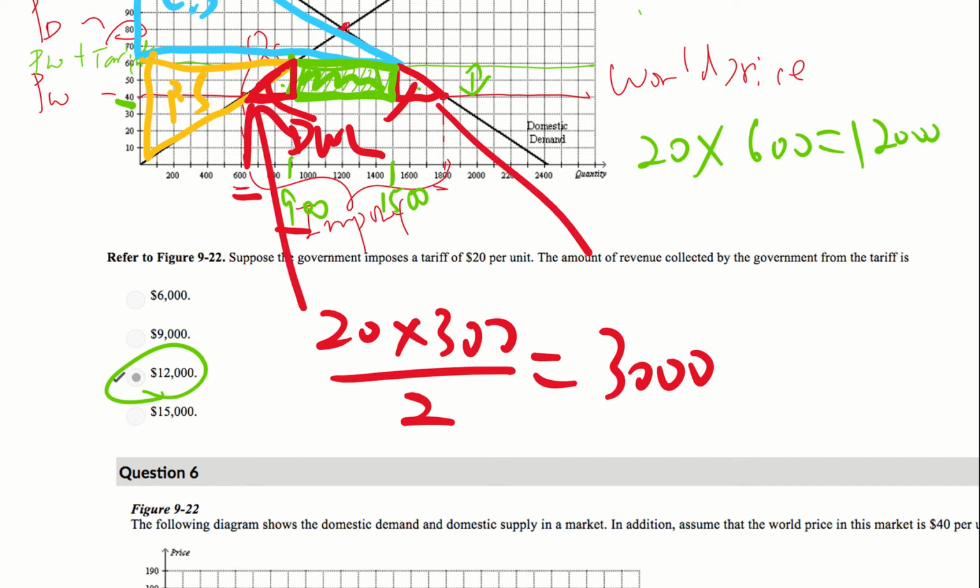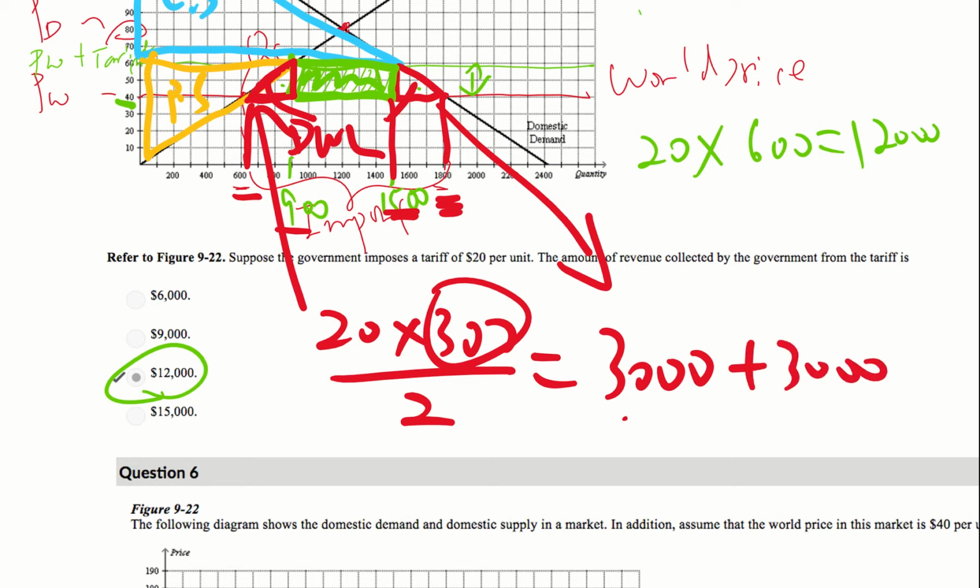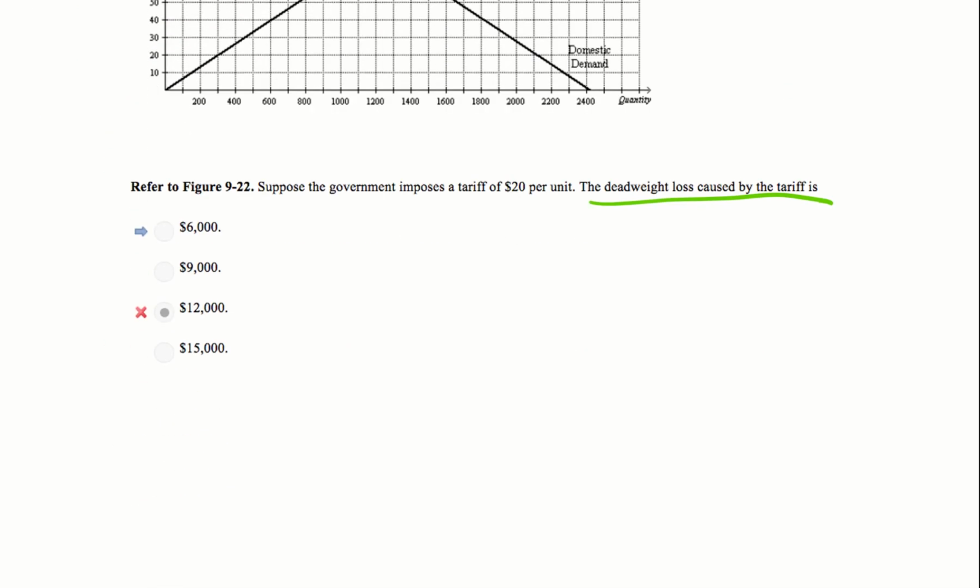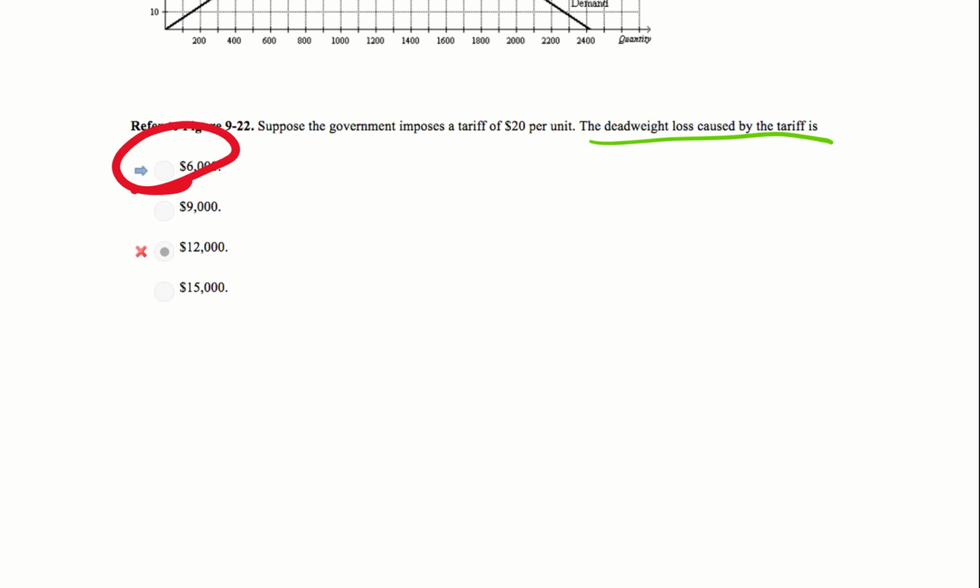And then for the second one, the answer should be the same. 20 is the vertical difference, and the horizontal difference is from 1500 to 1800. So it's also a 300 horizontal difference, and divided by 2 is 3,000. So 3,000 plus 3,000, the answer should be 6,000, and that is our deadweight loss. So for the next question, the answer is going to be deadweight loss 6,000.